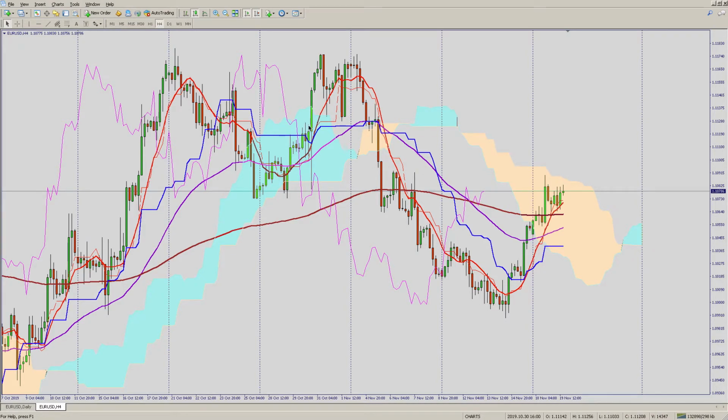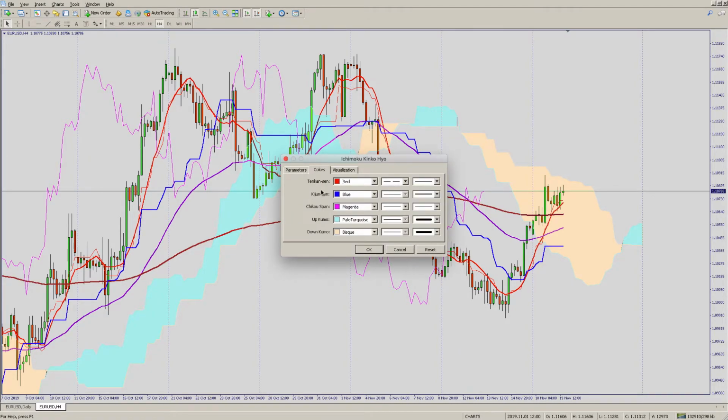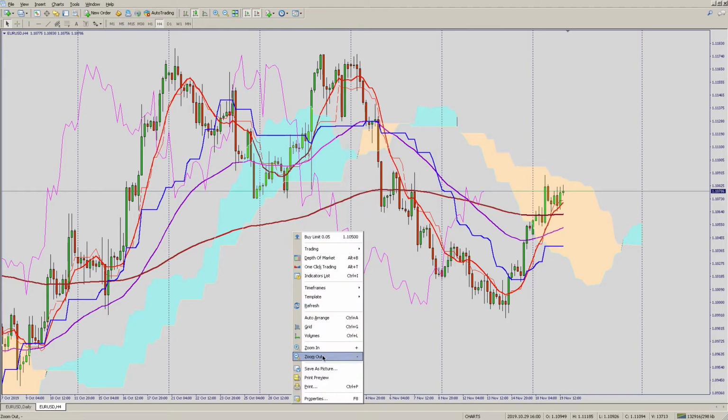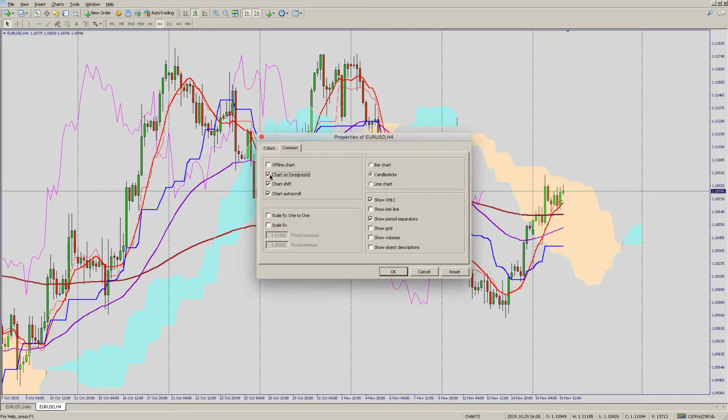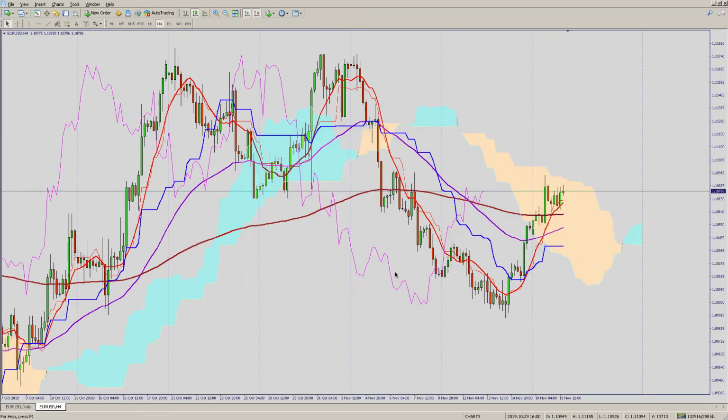Here it's not so bad because of the color, but if I want the candlesticks to be shown in the foreground, that's why I go to properties and click that chart on foreground so that the candlesticks appear on top of the background, which is now the Ichimoku indicator. Okay, all right, that's what the chart on the foreground option is.